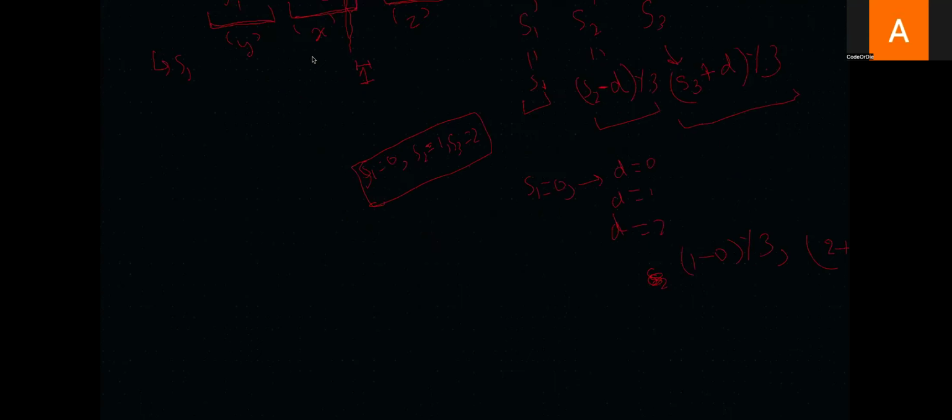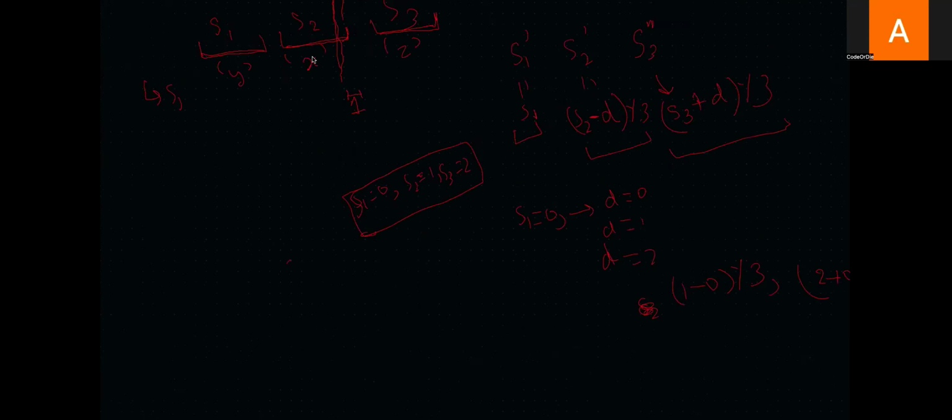Let's say S1 is equal to 0, and this configuration is the same: S1 0, S2 1, S3 2. Now let's say that D is equal to 1. So how would it change? S1 will still remain 0. S2, which was 1, will become 1 minus 1, 0, 0 percent 3, which is 0.